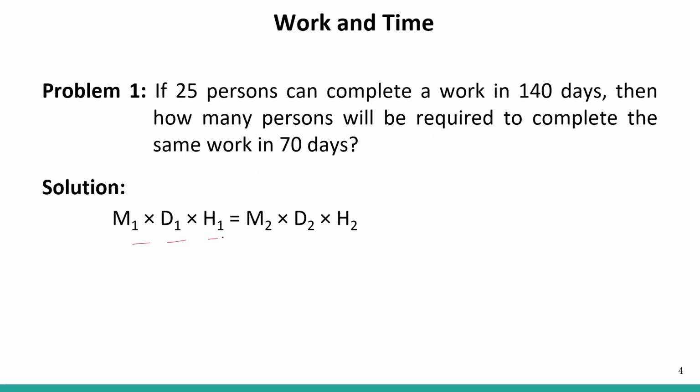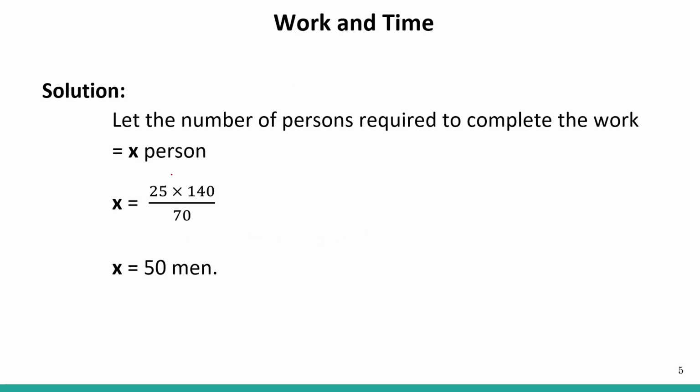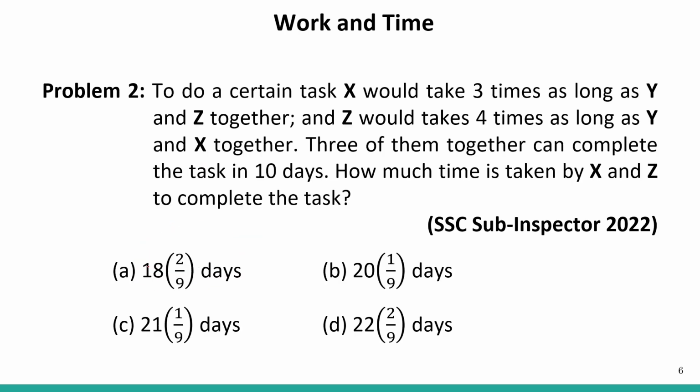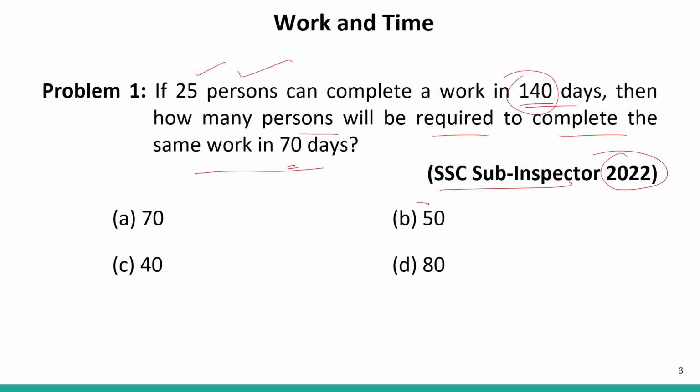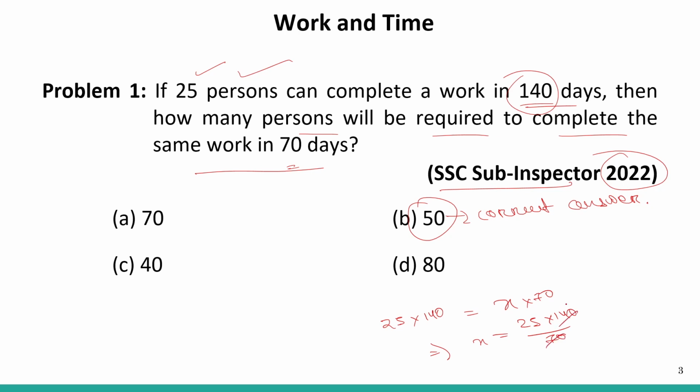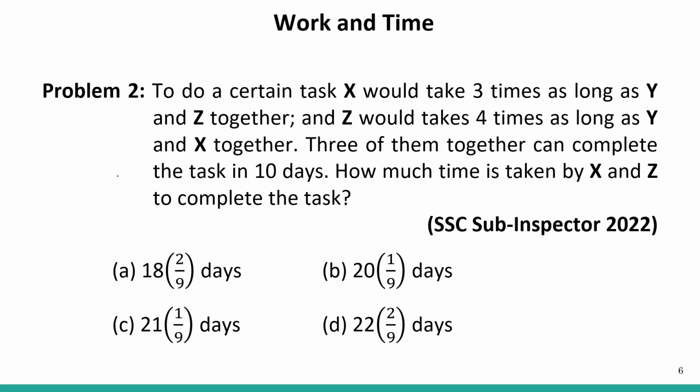So M1 D1 into H1 is equal to M2 D2 into H2. Let the number of persons required to complete the work be X persons. So X is equal to 25 into 140 whole by 70, which is equal to 50 men. So 50 will be the correct answer. Number of persons: 25 into 140 is equal to X into 70. This implies that X is equal to 25 into 140 by 70, equal to 50. This is how the work time ratio, or work person ratio, works. So let's go for problem number 2.